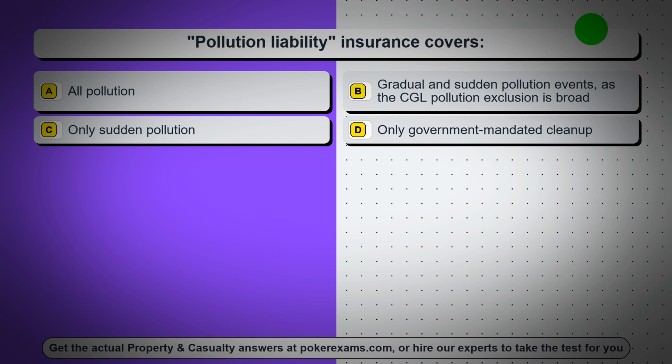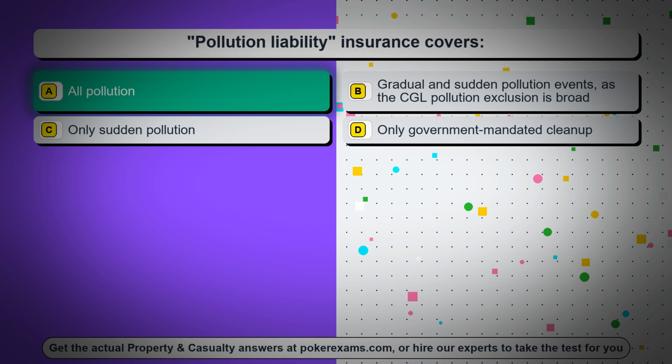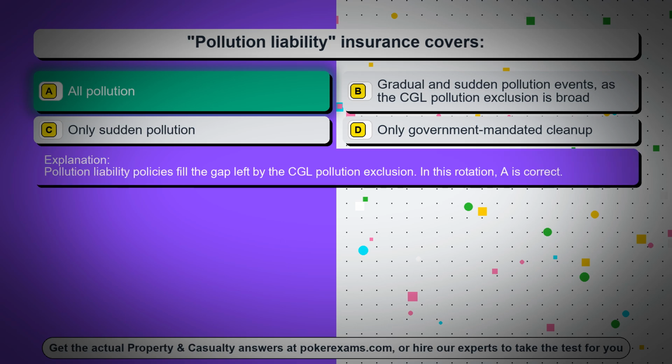Question 95. Pollution liability insurance covers: Option A, all pollution. Option B, gradual and sudden pollution events, as the CGL pollution exclusion is broad. Option C, only sudden pollution. Option D, only government-mandated cleanup. The correct answer is option A, all pollution. Pollution liability policies fill the gap left by the CGL pollution exclusion. In this rotation, A is correct.